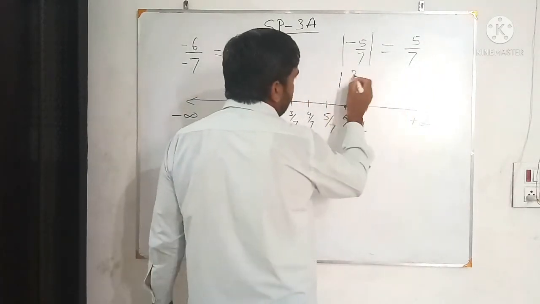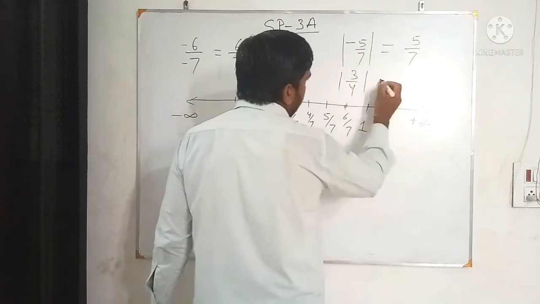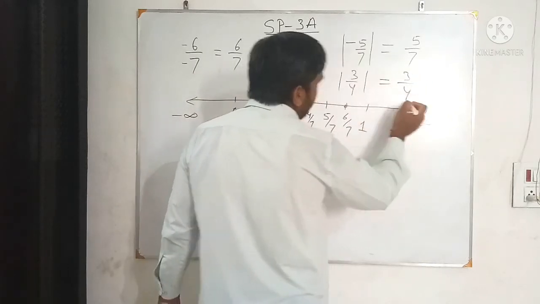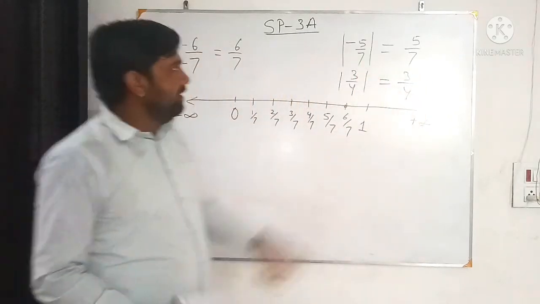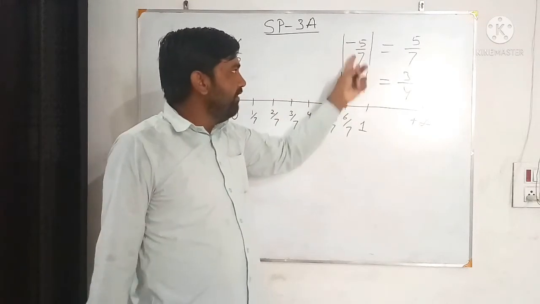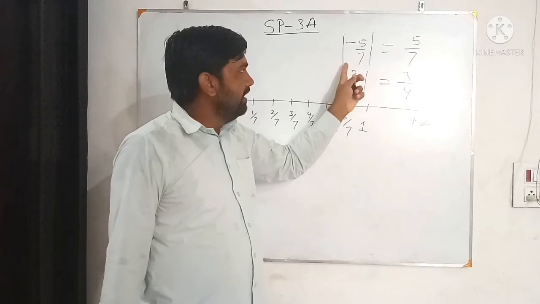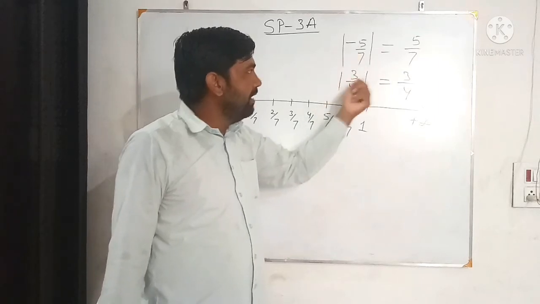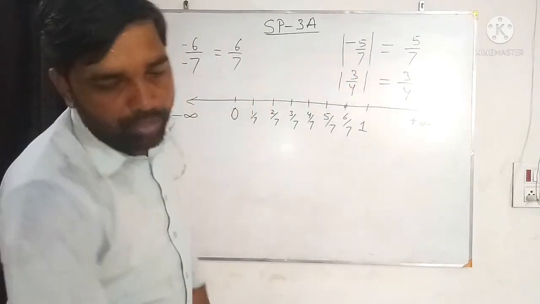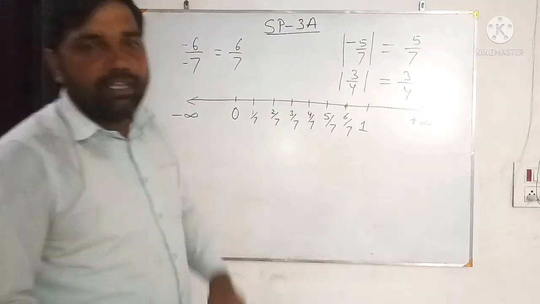Or you can also take the example 3 by 4. So what is the absolute value of 3 by 4? It is 3 by 4. Whether you write a negative value or a positive value inside the mod, when you remove the mod, the value inside the mod will become positive. Whenever we remove the mod, the value inside the mod will become positive.